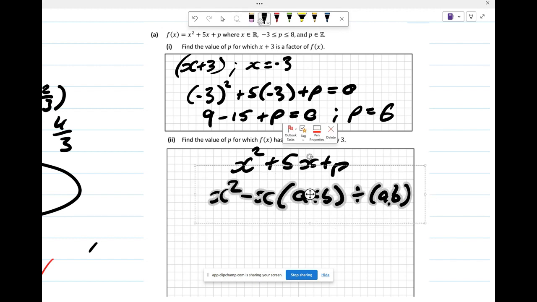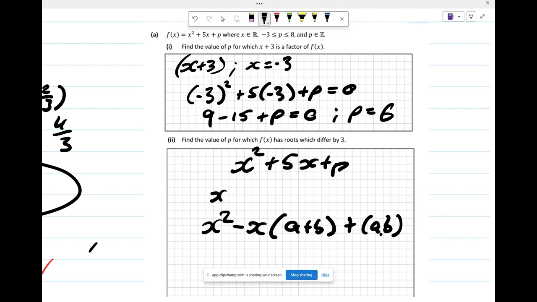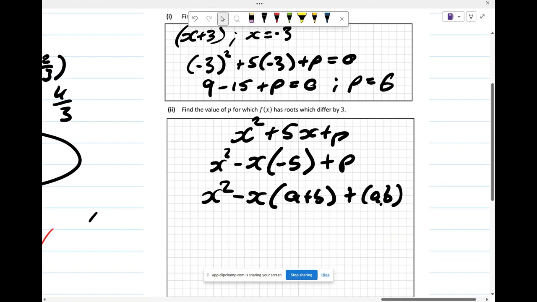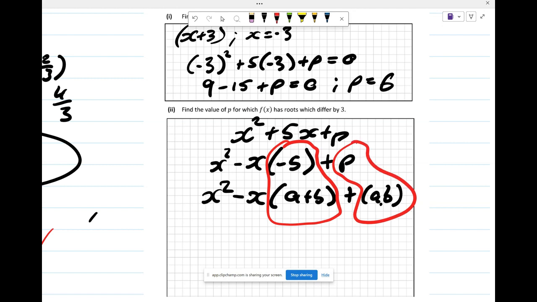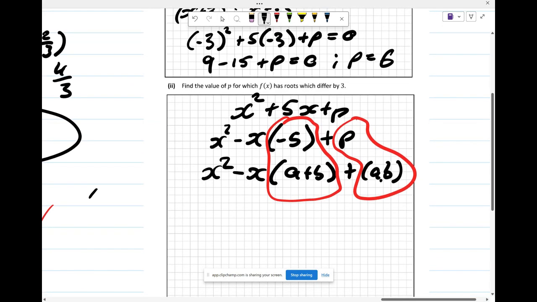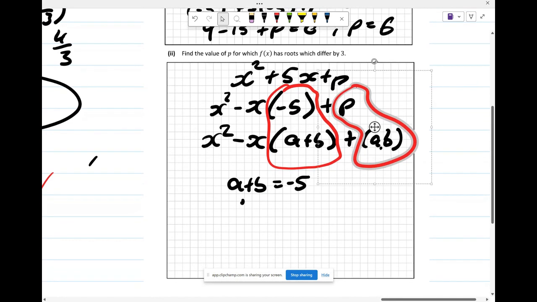well, first let's rewrite this in the same form. So x squared minus x times minus 5 plus b. So we can see that this is minus x minus x. That means minus 5 is going to be equal to a plus b, and p is going to be equal to a times b. So let's write those. a plus b is going to be minus 5, and a times b is going to be p. So now we're trying to find p.